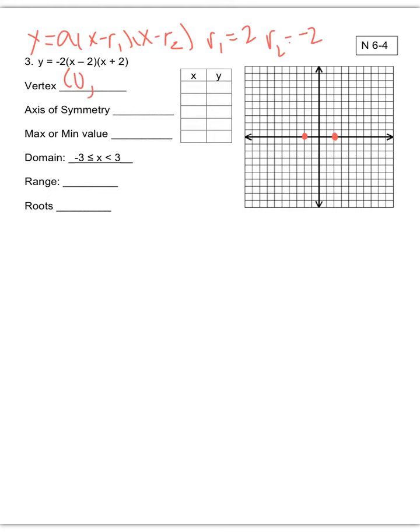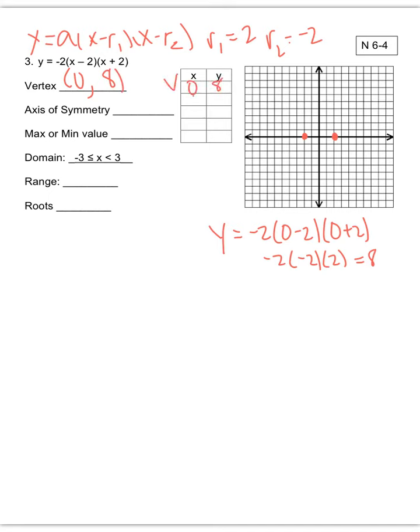Now to find the y value, we're just going to plug in. So that would be negative 2 times negative 2 times a positive 2. So that should give you 8. So there's our vertex.